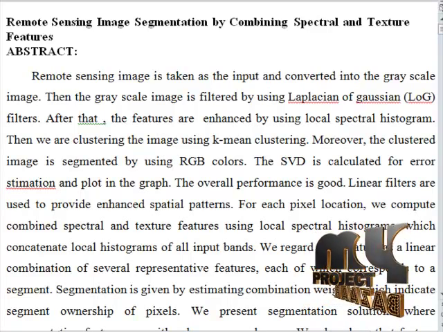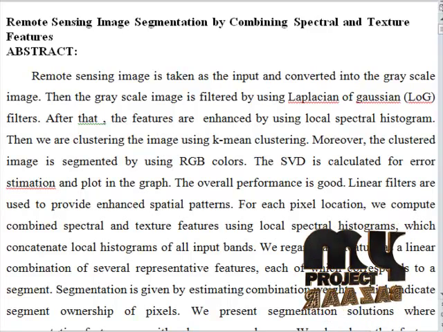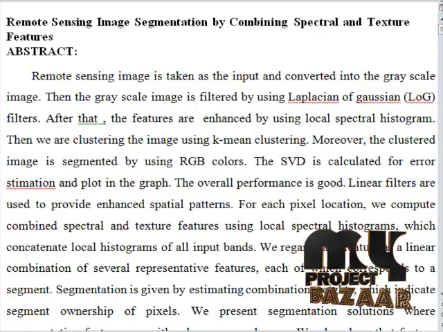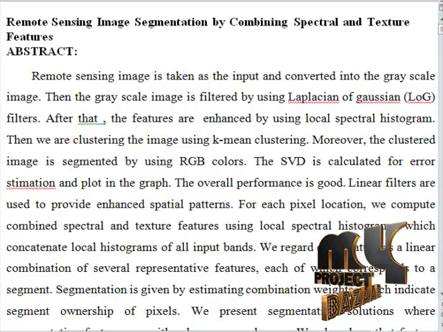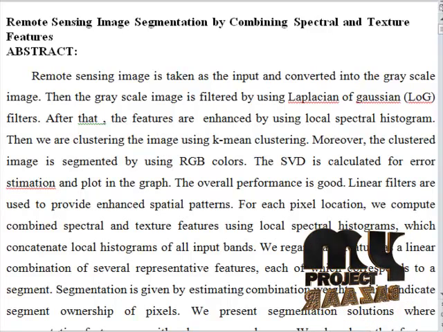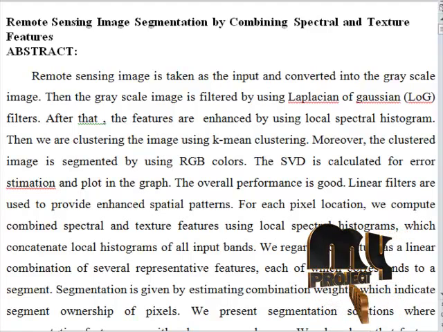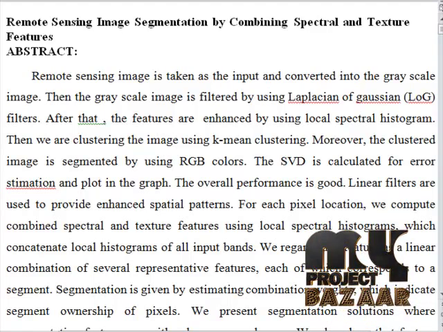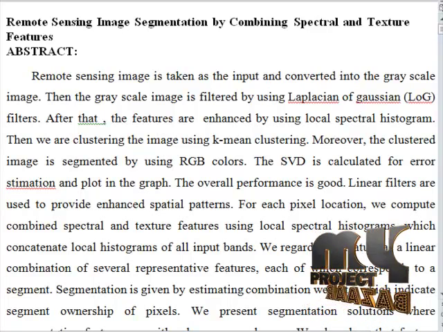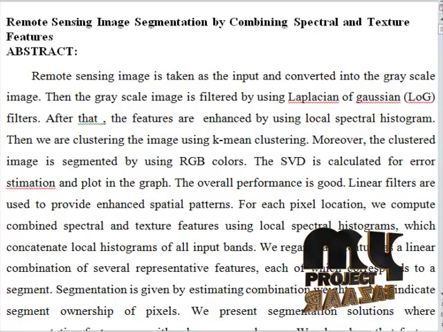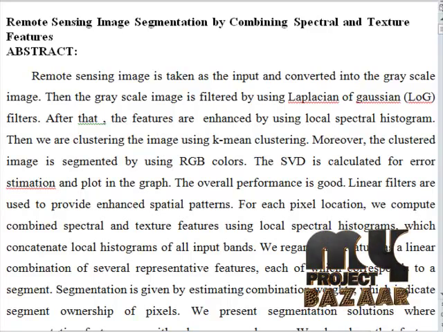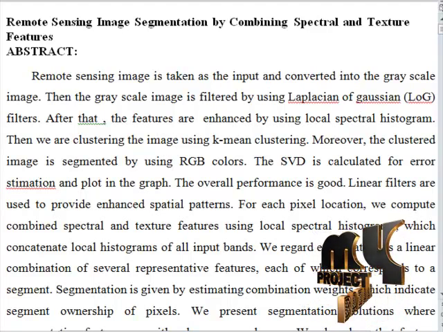First, the input image is filtered after taking grayscale by Laplacian of Gaussian filters. Then the image is enhanced by histogram equalization. Then the k-mean clustering algorithm was used for clustering the image. Remote sensing images are segmented based on spectral and texture features. The SVD is calculated for error estimation based on the image.